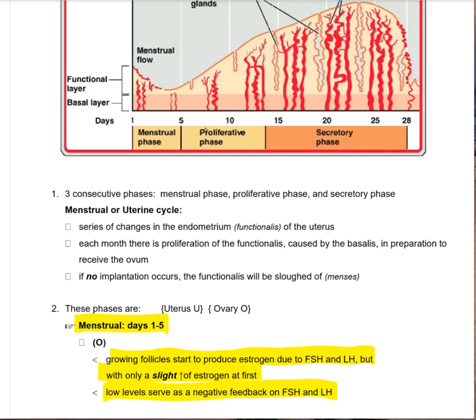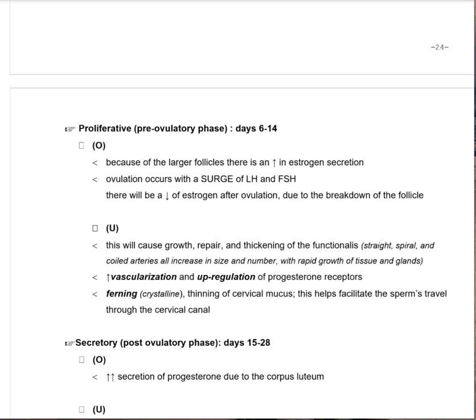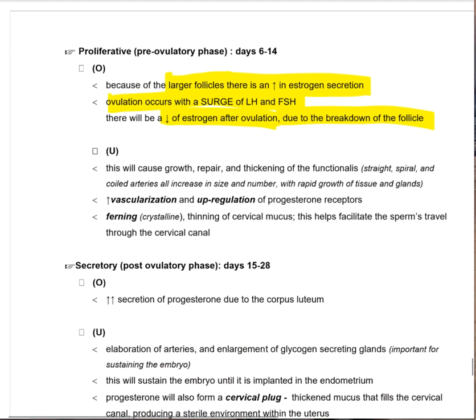And now, around day 5, we start the proliferative phase. So on day 6 to 14. So what's happening in the ovary then? Well, we have larger follicles, right? We have more follicular cells, and we get our increase in estrogen, and then we get our LH surge and FSH a little bit, and that causes ovulation. Okay? And that happens right at day 14, so that's the end. And then we have a decrease of ovulation due to the follicle breaking down. So again, I'll review from what we just talked about.